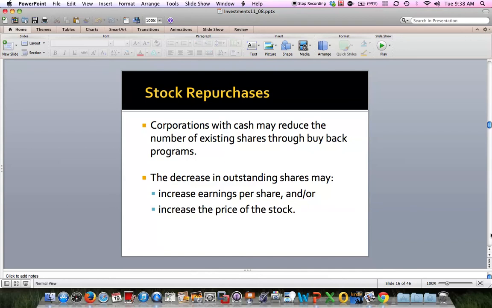Companies can repurchase their own stock. In accounting, we call that treasury shares. In the book, they talk about stock repurchase and liquidations on 278, 279. It's the company buying its own shares of stock back off of the market. And there's a number of reasons to do that. The fewer shares outstanding means I have an increased earnings per share. It also means that the price of the stock will typically go up.